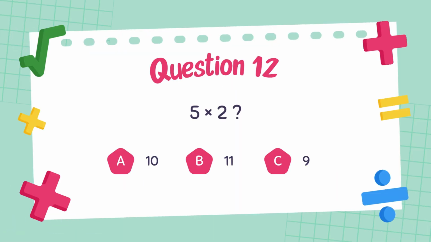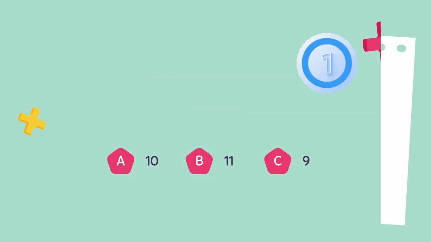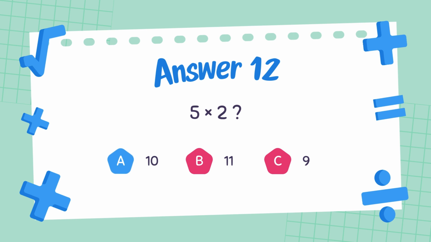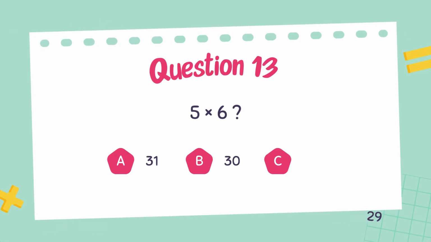Question 12. What is 5 times 2? Is it A, 10, B, 11, or C, 9? The answer is A, 10. Fantastic.